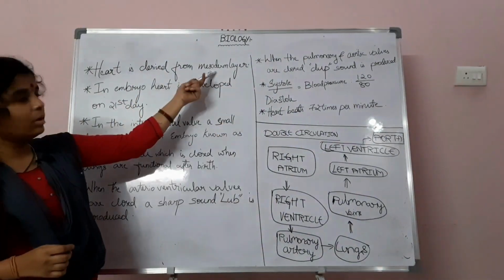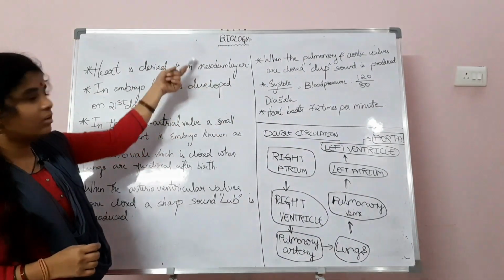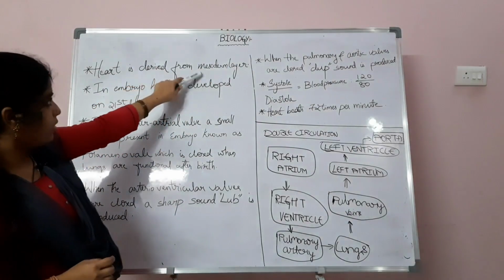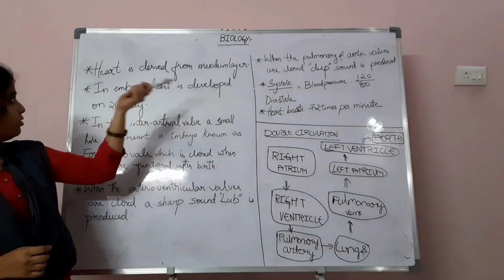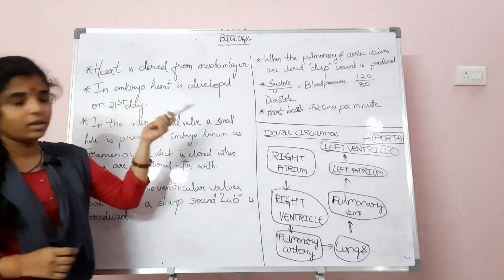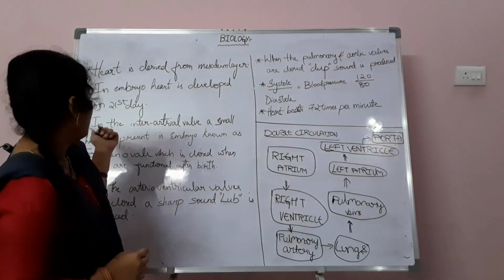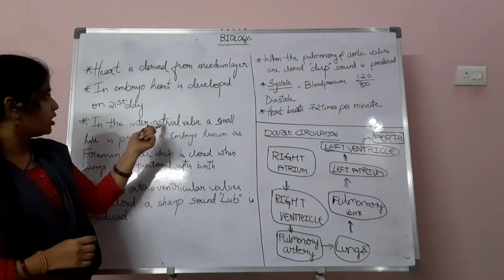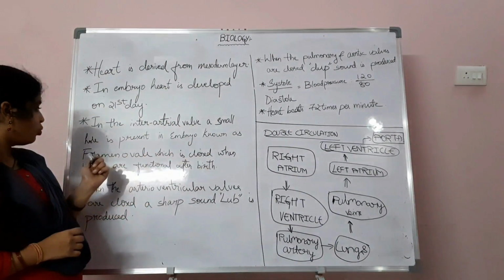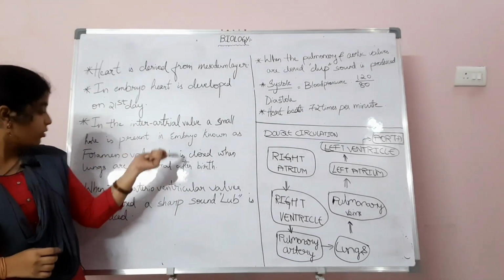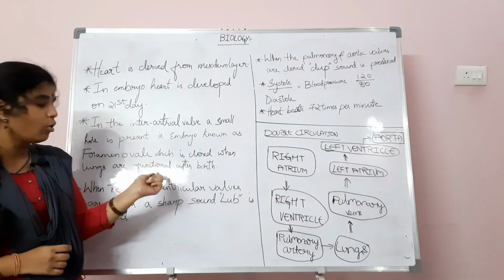Now I will discuss the embryonic layers. What are the 3 layers and all that. From the mesoderm layer, the heart is derived. In the embryo, the heart is developed on the 21st day. In the interatrial septum, a small hole is present in the embryo. It is known as foramen ovale, which is closed when the lungs are functional after birth.